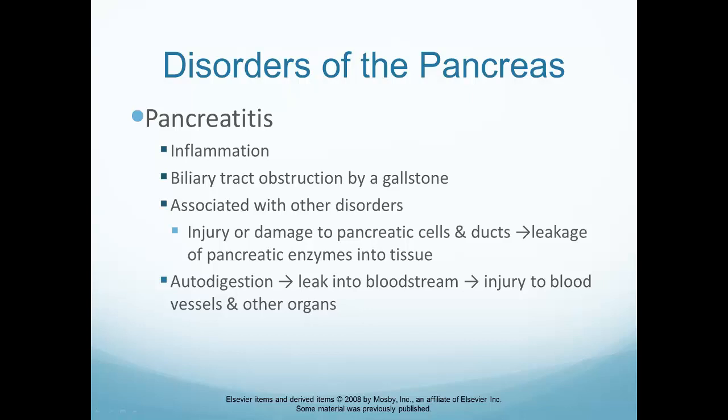We ingest alcohol. Alcohol stimulates the pancreas to produce pancreatic enzymes. Now, that's okay if we're just ingesting a small amount of alcohol. So you take a drink with a meal, and that extra amount of pancreatic enzymes is helpful. Okay, it's going to help the digestive system.